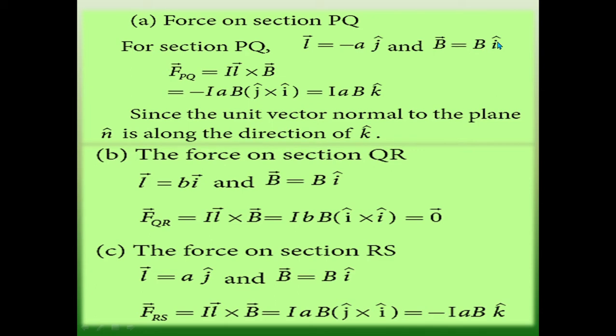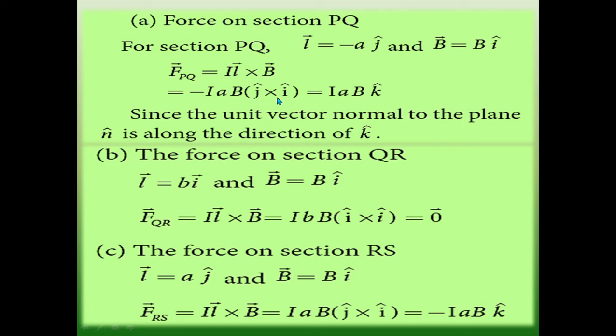Now what is the formula for the Lorentz force? The force acting along the PQ direction, F PQ vector, is equal to, as we already know, BIL: I L vector cross B vector. What is the value of L? Minus a J cap. Substituting the values of L and B, we obtain minus I a B, J cap cross I cap.